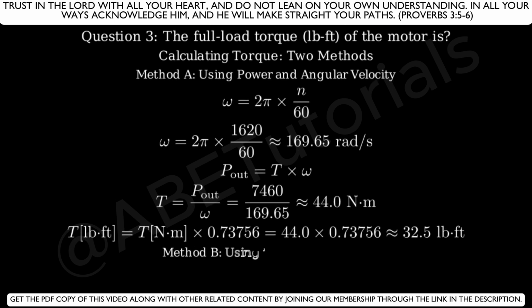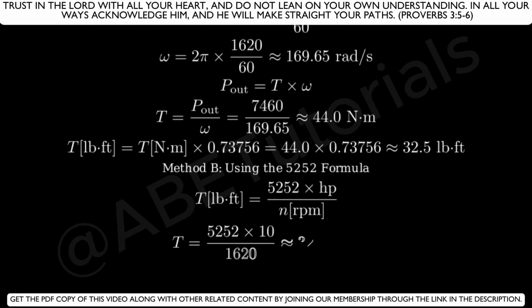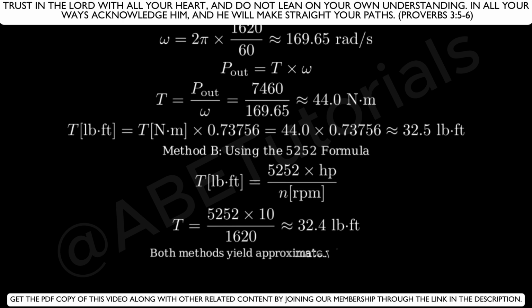Let's summarize our findings for this 10 horsepower, 3-phase, 60 Hz, 4-pole induction motor. The full load speed is 1620 RPM. The full load current at 230 volts is 26.0 amps. And the full load torque is 32.4 pound-feet. These calculations are essential for properly sizing and applying induction motors in various applications.